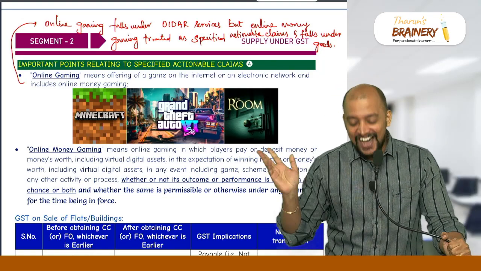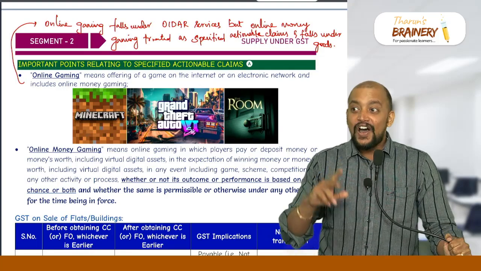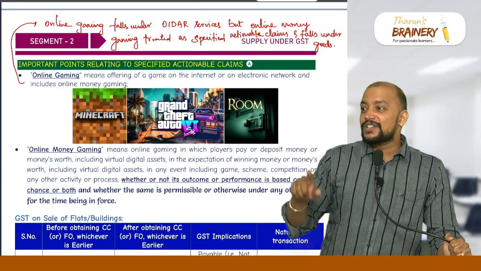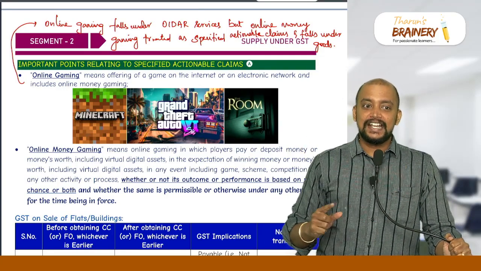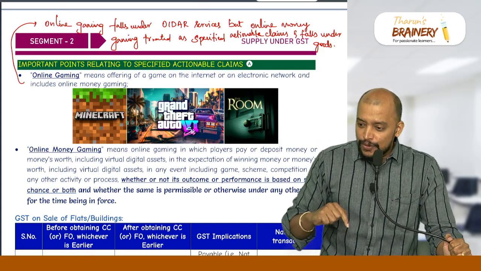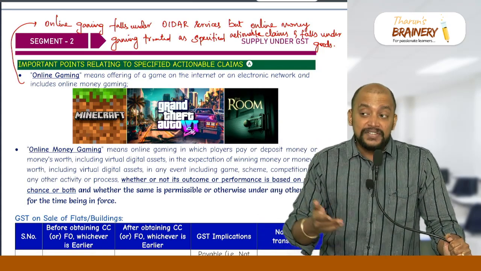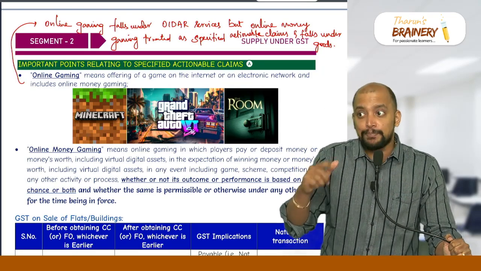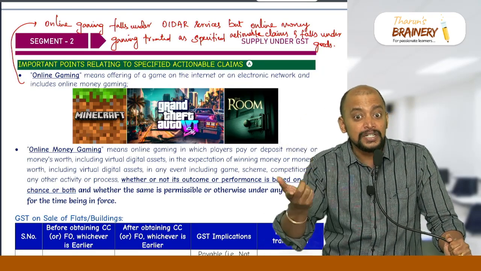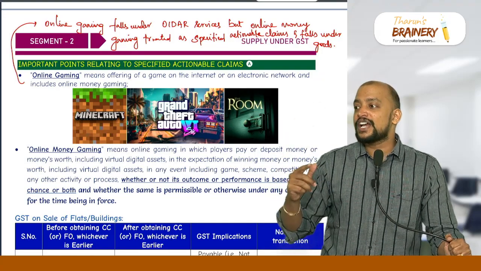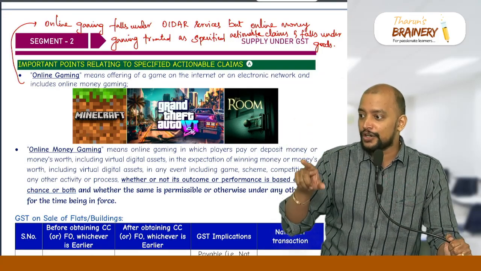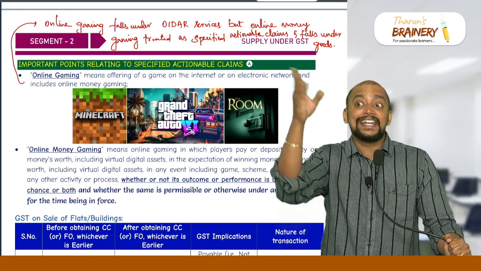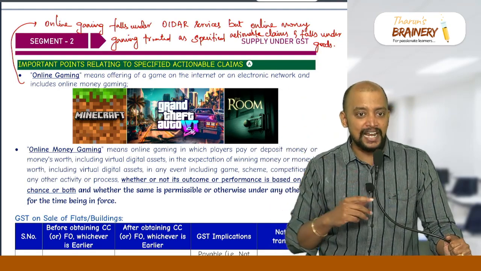Therefore, this is online gaming. Online money gaming. What is online money gaming? Wherein you spend the money with the intention to earn the money. You spend the money and play the game with the intention to earn the money. That is known as online money gaming. You understood? So all these betting games, a lot of betting games are there.